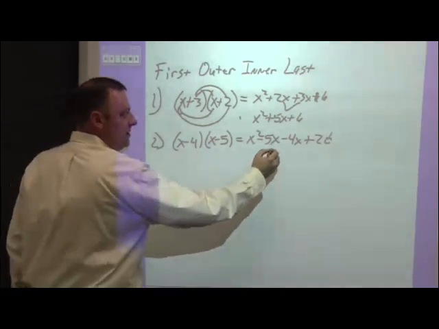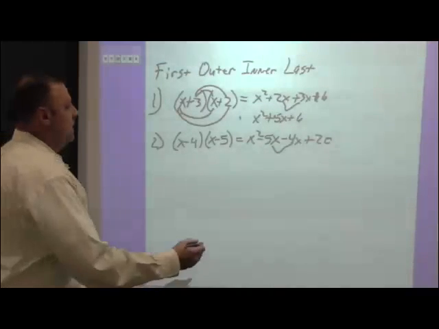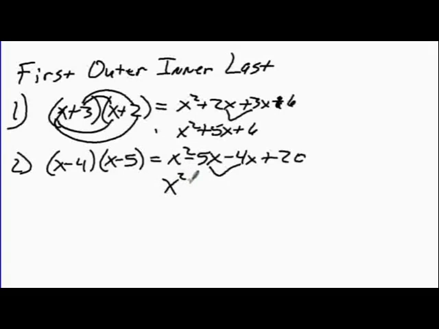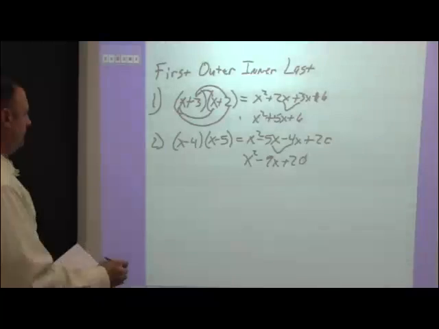You'll notice that when you do this, the like terms are always going to be next to each other, which is a good thing. x squared minus 5x minus 4x, that's negative 9x. And plus 20, and then you're done. Let's try a tougher situation.